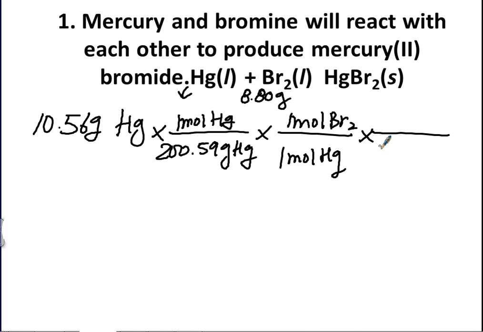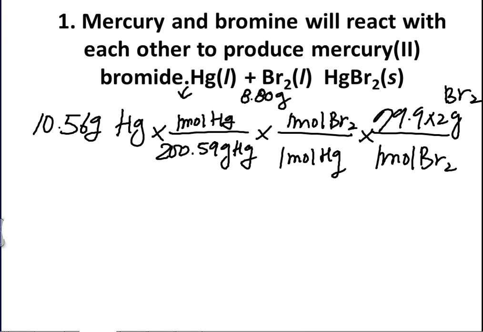I'm going to convert that again. For every 1 mole of Br2, I have 79.9 times 2 grams of Br2, right? So when you do the math, what do you get? 10.56 times 79.9 times 2. Okay, so I got 8.413 grams of Br2.